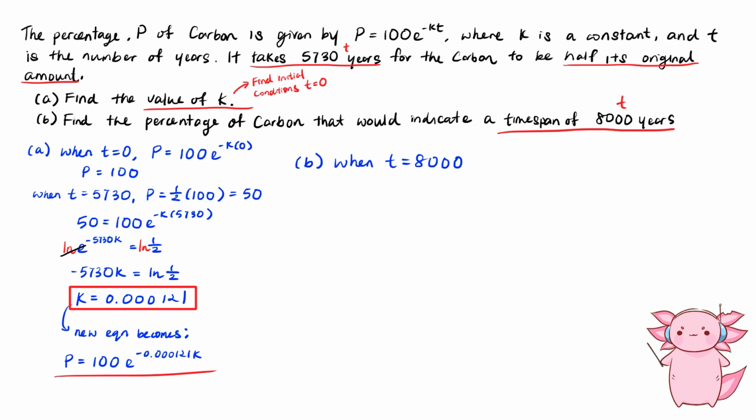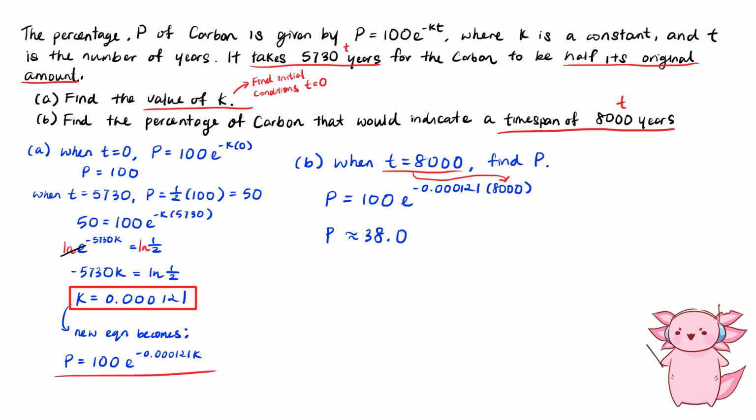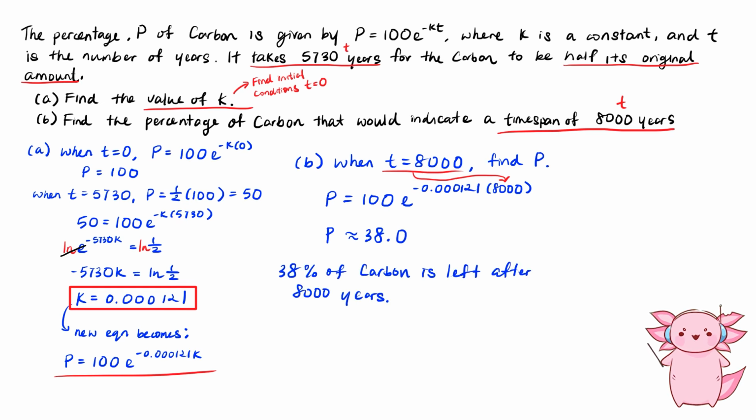Since we want to find the percentage of carbon when t is equal to 8000, we can just sub this value in, and we can get the final answer of p to be 38.0%.